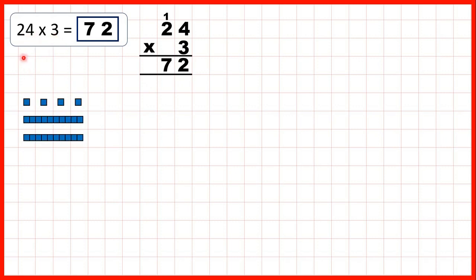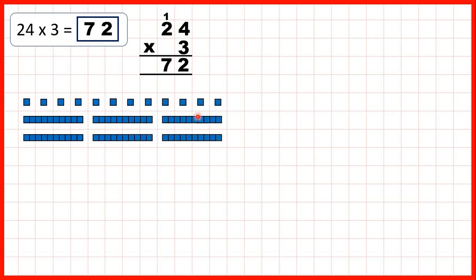So we can represent 24 with 2 tens and 4 ones. We're multiplying by 3, so we can show 24 three times. Doing that gives us 12 ones, but if we have 12 ones, we can regroup 10 of those ones to make 1 extra ten. So that's why we write 2 as the ones digit of our answer, because now that we've regrouped, we only have 2 ones.